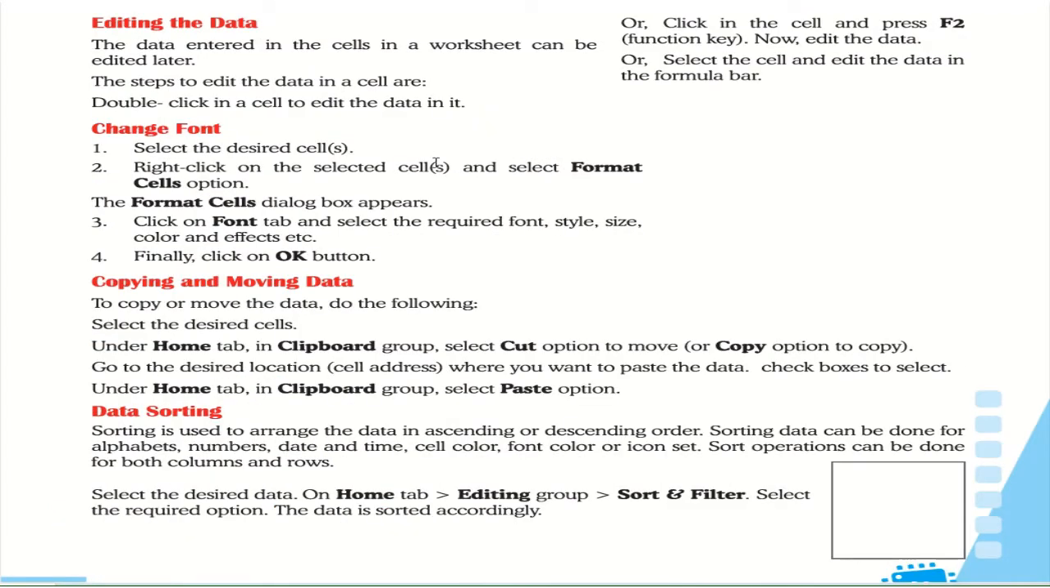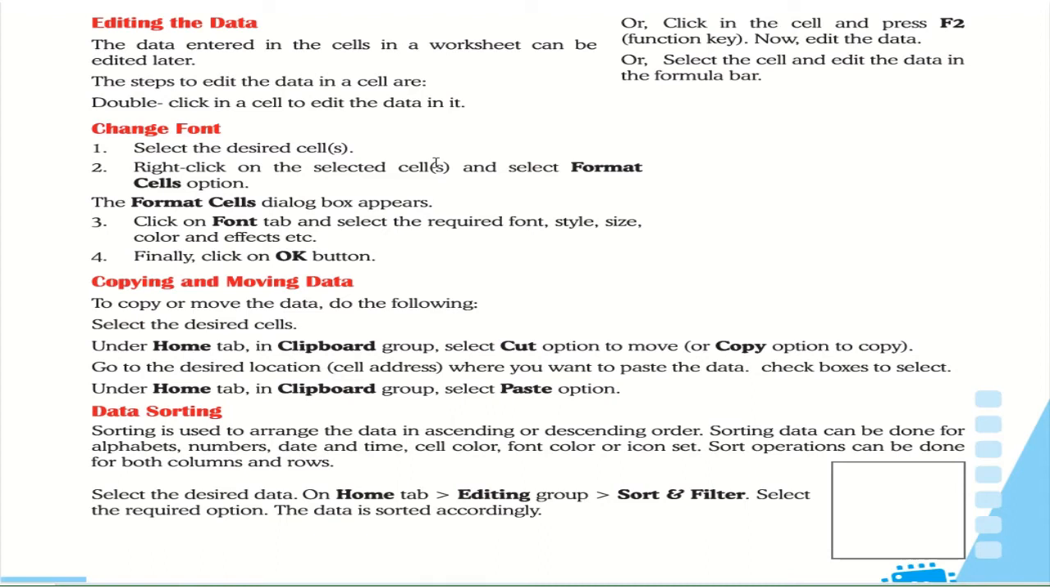Next is closing the workbook. Just click on the cross button, and then you will be able to close the workbook. While you close, a dialog box will open. If you have saved it, then it will automatically close. But if you have not saved your Excel file or spreadsheet, then it will ask you to save, and then you have to save it and close.